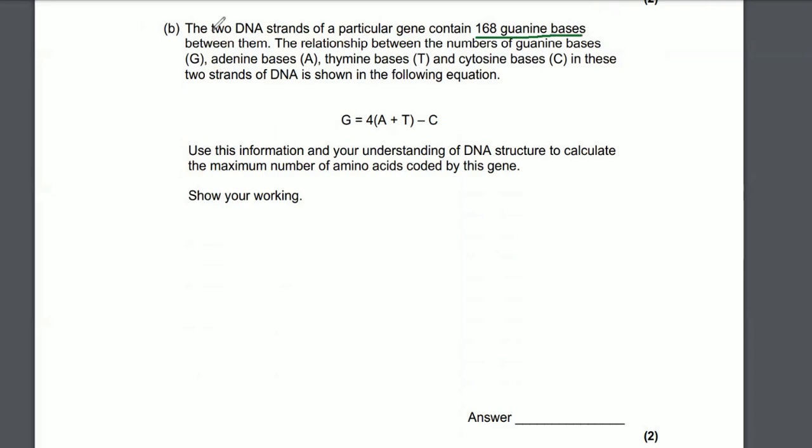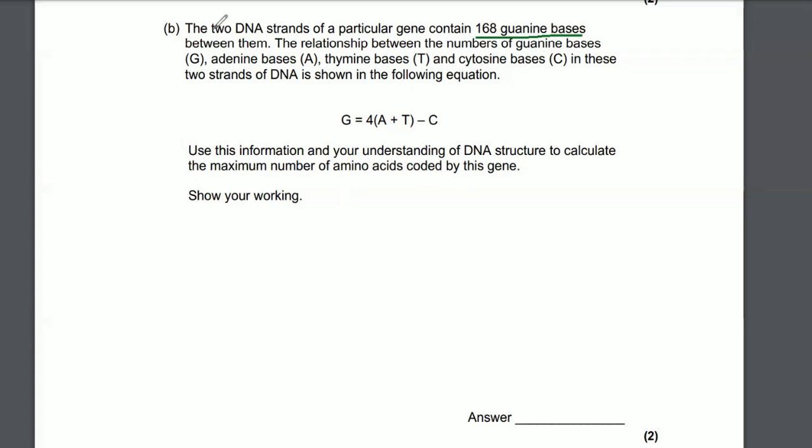168 guanine bases between them. The relationship between the numbers of guanine bases G, adenine bases A, thymine bases T and cytosine bases C in these two strands is shown in the following equation. G equals 4 bracket A plus T minus C. Use this information and your understanding of DNA structure to calculate the maximum number of amino acids coded for by this gene. Show your working.